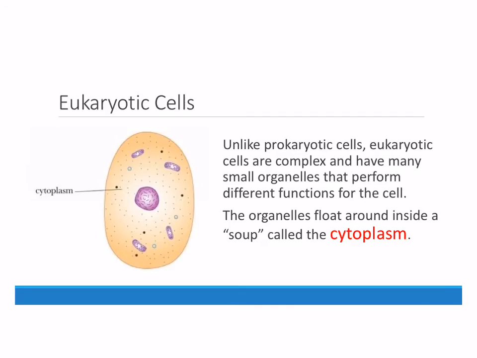Unlike prokaryotic cells, eukaryotic cells are complex. They have many small organelles, small organs inside that perform different functions. These organelles are floating around inside the cell, which is made mostly of water. I like to call it soup, because you have all of this liquid, all of this water, and floating around are some of these organelles. Together, all of that we call the cytoplasm.